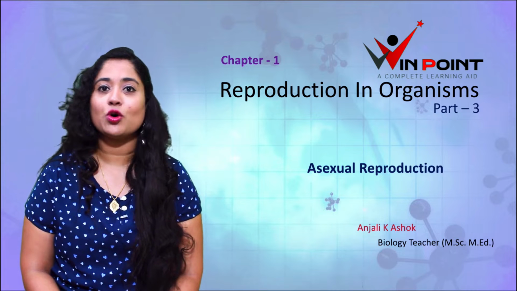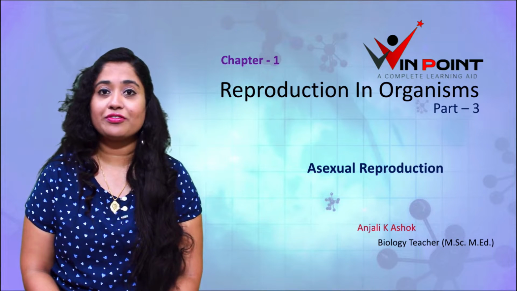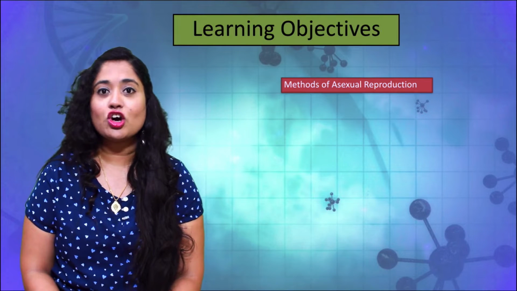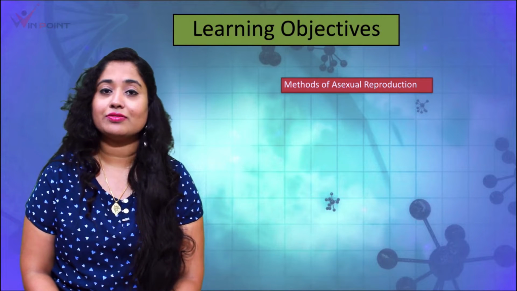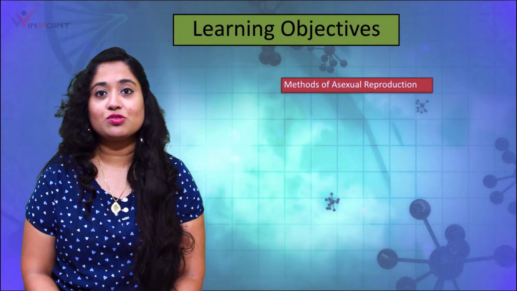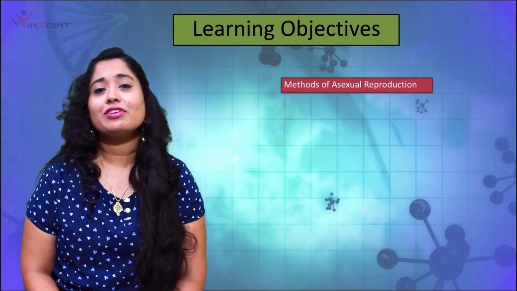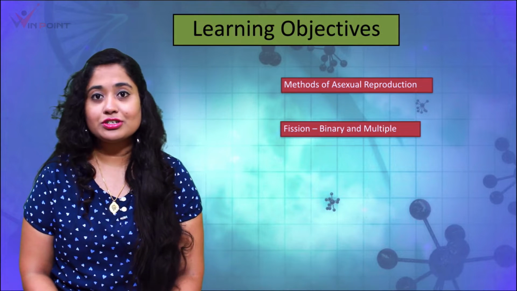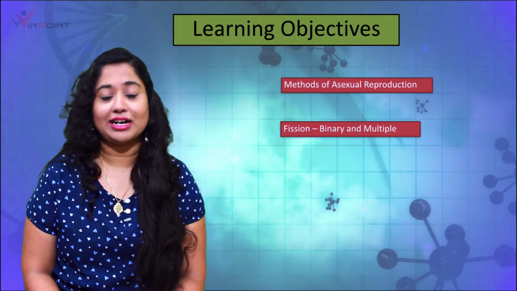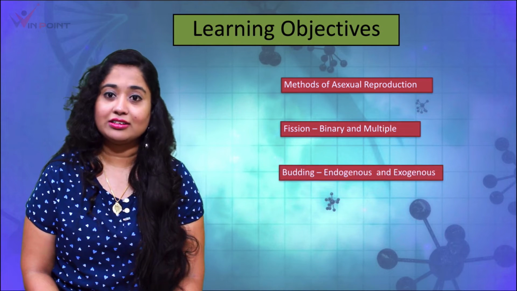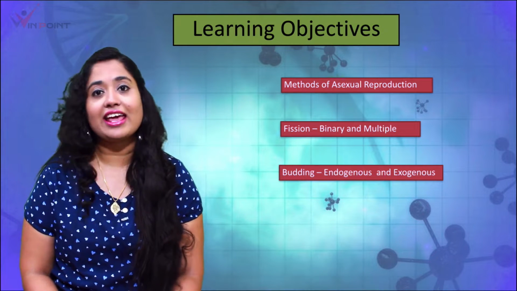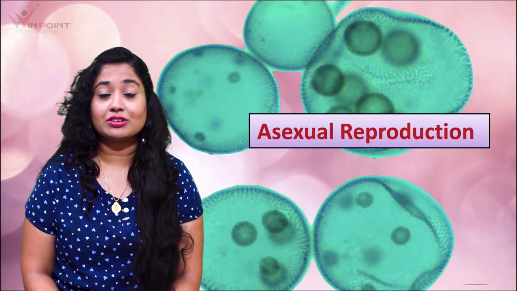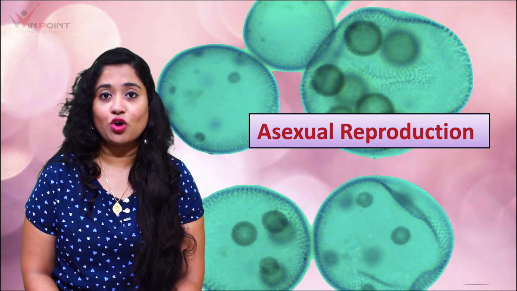In this session, we are going to discuss the methods of asexual reproduction. Let's begin. The learning objective for this session will be methods of asexual reproduction, in which we will be discussing two methods. One, the fission and its two types, binary and multiple fission, and budding, its two types, endogenous and exogenous budding. Asexual reproduction is a type of reproduction in which single parent is involved.